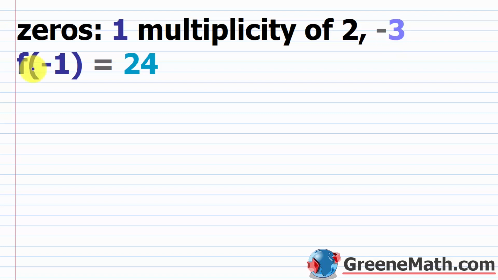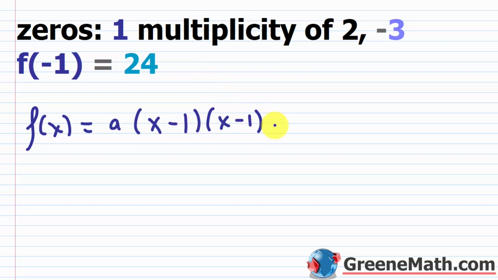Then we're told that f of -1 is 24. Okay, so let's write this part out first. So you'd have f of x equals, you'd have your a times, you'd have x minus 1. And this occurs twice. So you can put squared like this, or you can write it out and say x minus 1. And then you have x. Again, if you have a -3, it's going to be x plus 3. Okay, so we've got that part done.